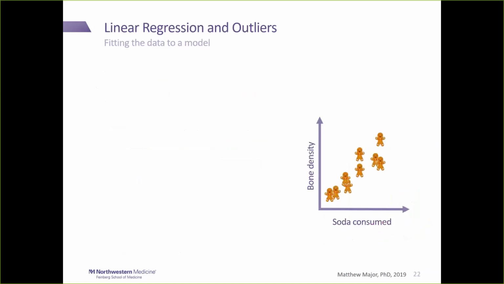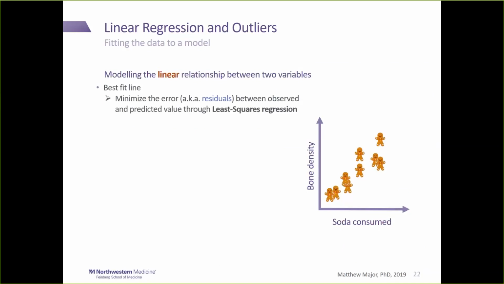Great. So let's talk about linear regression and a little bit of discussion on outliers. For linear regression, what we're trying to do is fit the data to a model. We're modeling, in this case, the linear relationship between two variables. Linear is important to recognize here. We're using a best fit line. In this case, we're trying to minimize the error, also known as the residuals, between the observed and the predicted value through the least squares regression.